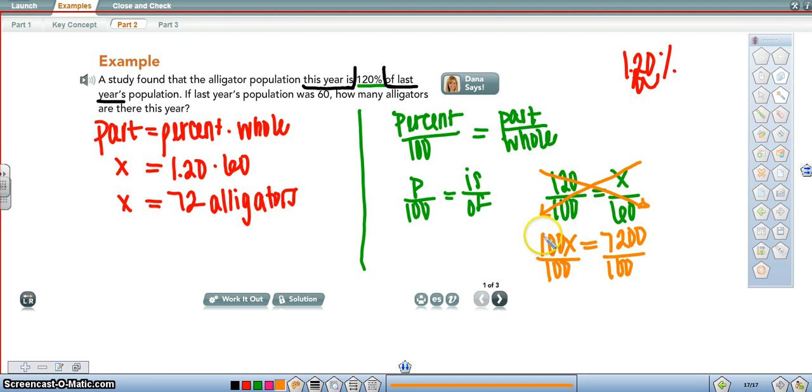100 divided by 100 is just 1x. 7,200 divided by 100 is 72. So we got our answer just in a different way. You can use the percent equation or the percent proportion. I think today and from now on, I'm just going to stick to using the percent equation.